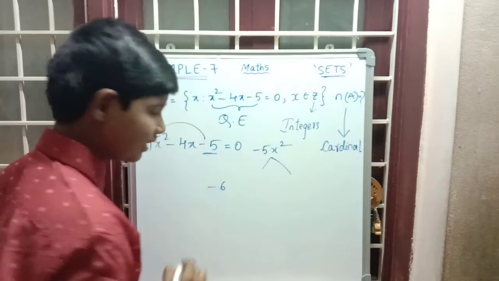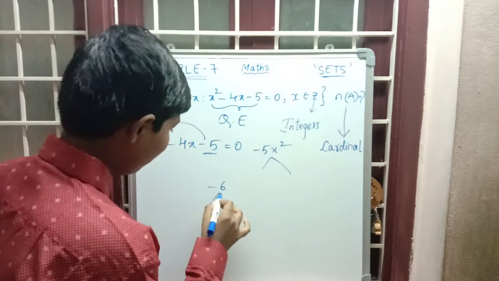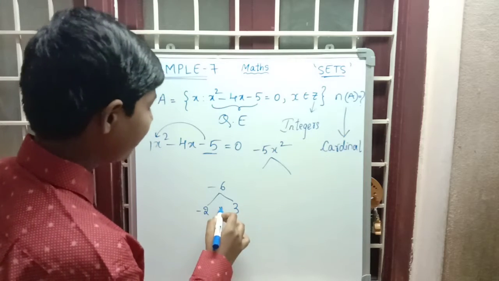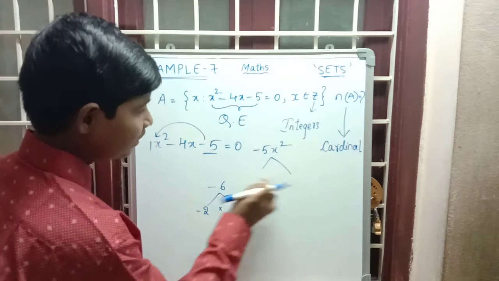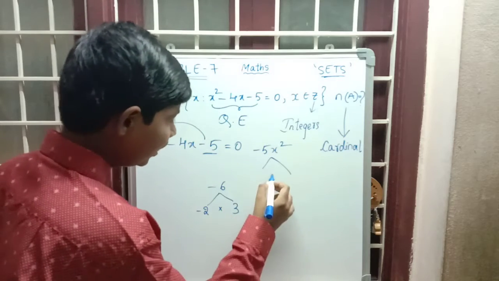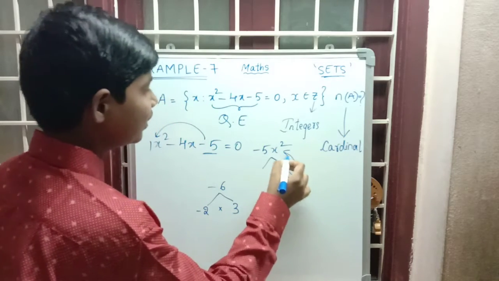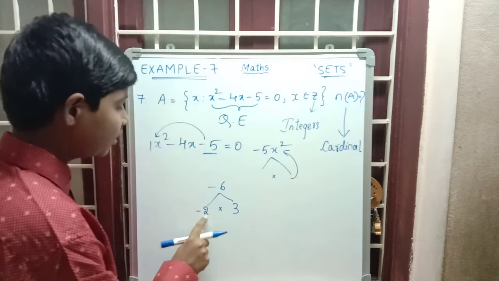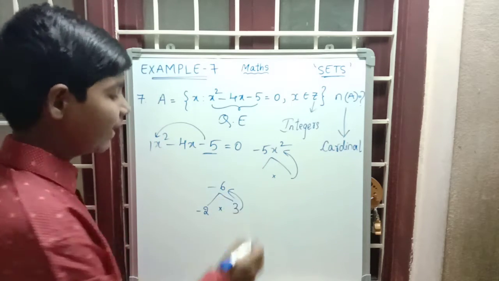Example: minus 6 is there. This is the example I am saying. We have to take something like minus 2 into 3, multiplication. Here two numbers we have to take. Two values or two numbers we have to take, that we have to multiply, and we should get this answer, minus 5x square. Here we are multiplying minus 2 into 3, and we are getting minus 6.